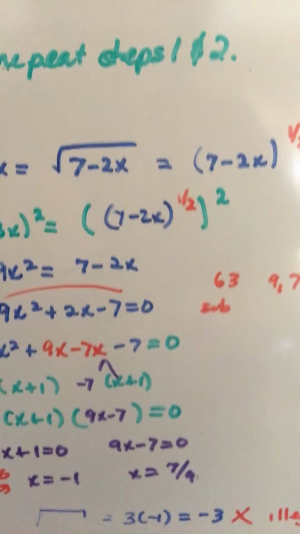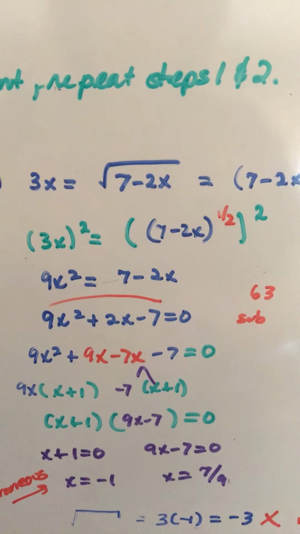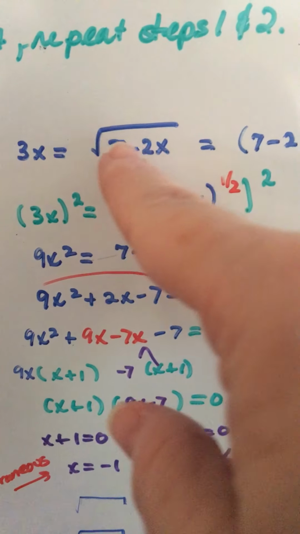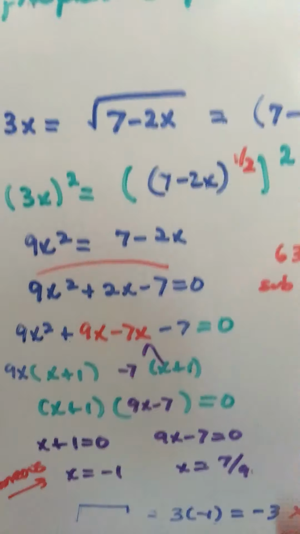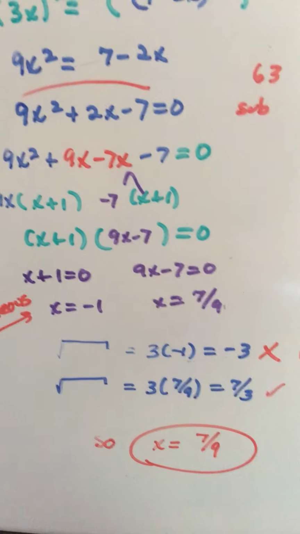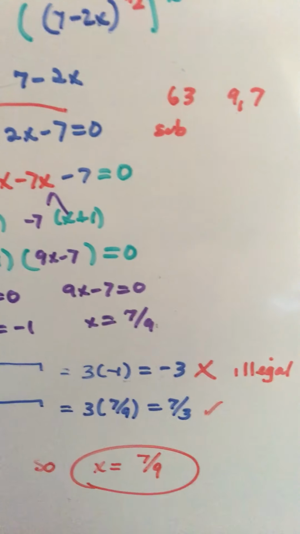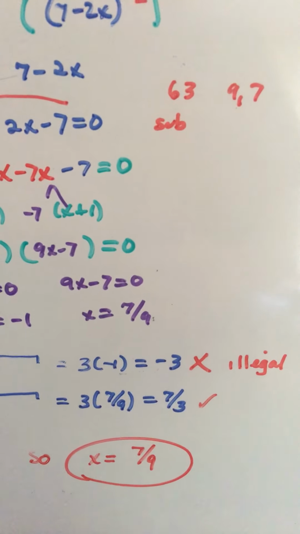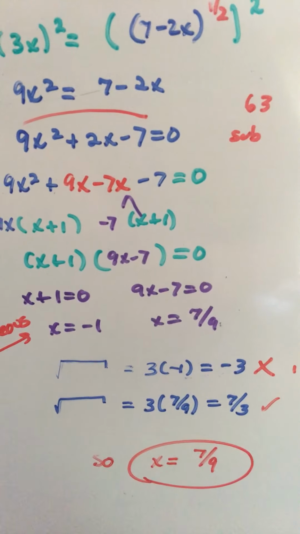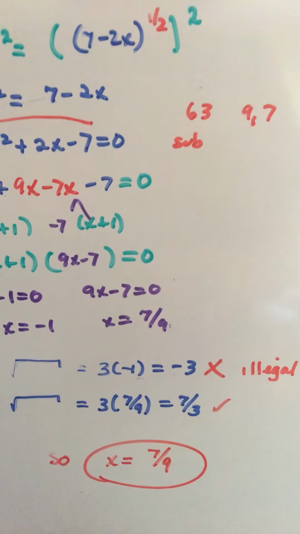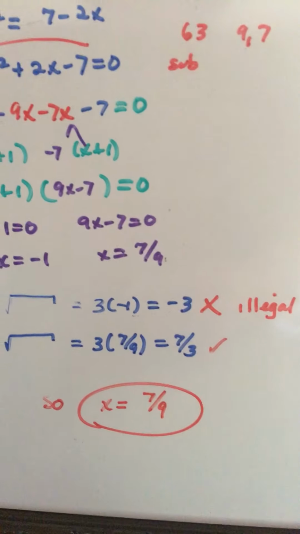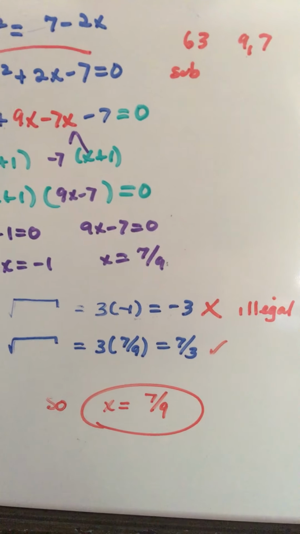But now I need to check. Up here, the square root, this number must be positive or 0. When I substitute negative 1, I get negative 3, which is illegal, called extraneous. And when I insert 7/9, I get a positive answer, which is legal. So my only answer is 7/9.